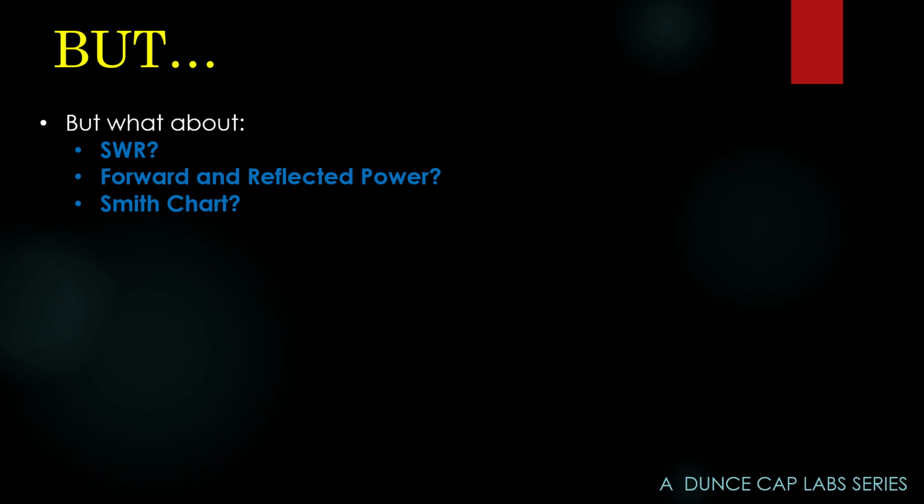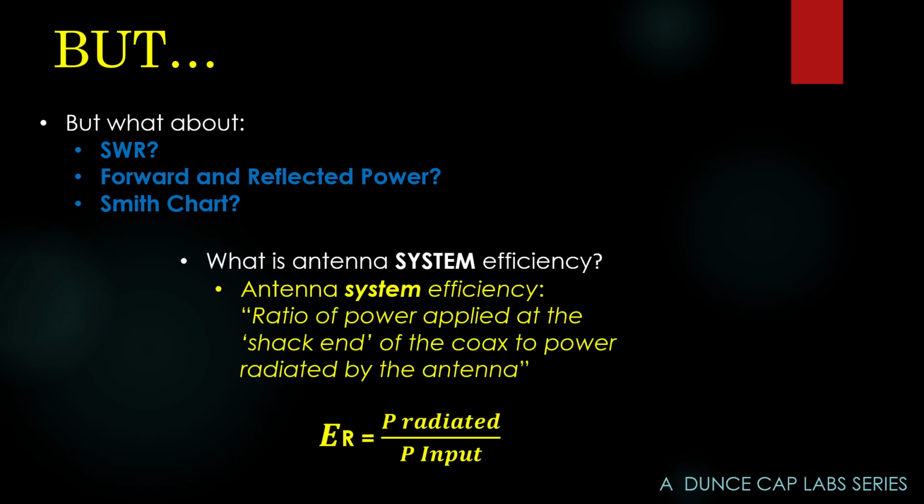What about SWR, forward and reflected power, the Smith chart, all those things that the VNA and our other instruments can tell us? What do they tell us? Well, they don't tell us how efficient the antenna is. If we assume the antenna is efficient, we could say that antenna system efficiency is the ratio of power applied at the shack end of the coax to the power radiated by the antenna.